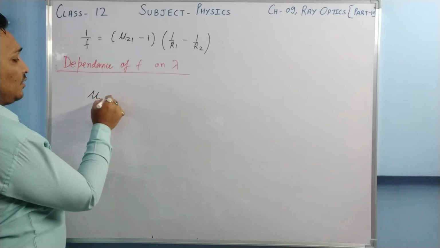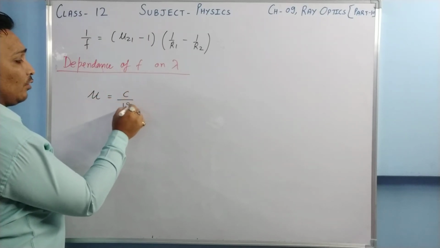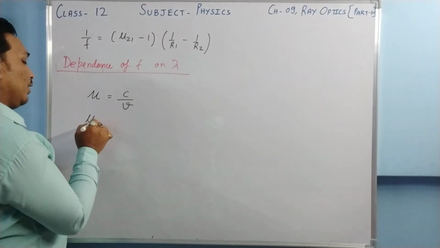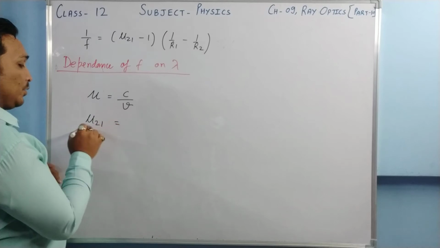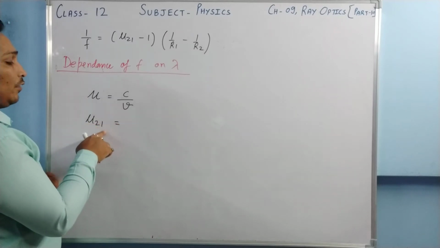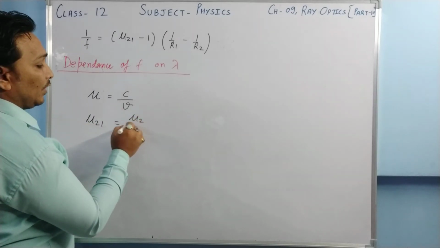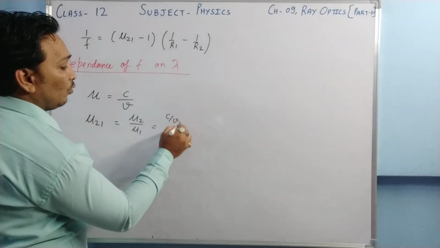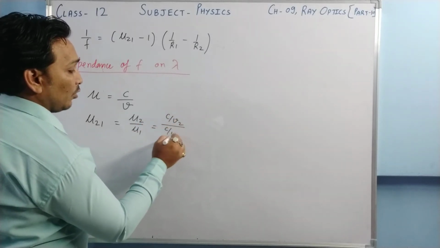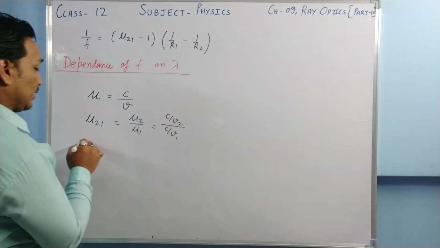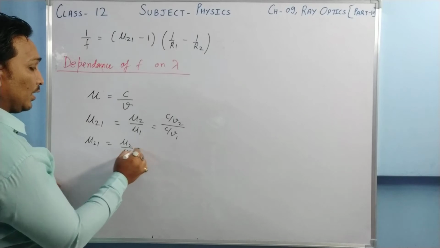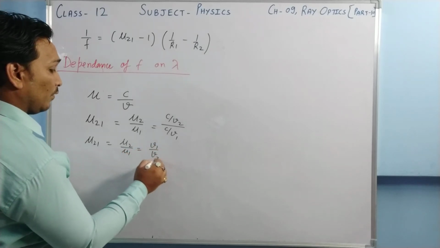Refractive index is defined as the speed of light in vacuum to the speed of light in the medium. And the refractive index of one medium with respect to the second, or of the second medium with respect to the first, is defined as mu2 upon mu1. If mu2 is kept as c upon v2 and mu1 as c upon v1, c and c will cancel out, and mu21, which is mu2 upon mu1, can be given as v1 upon v2.